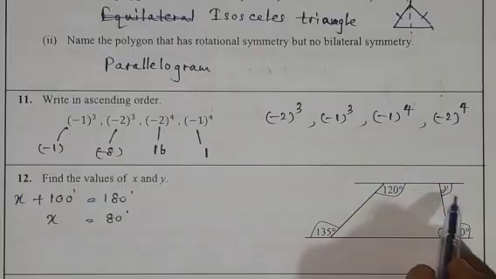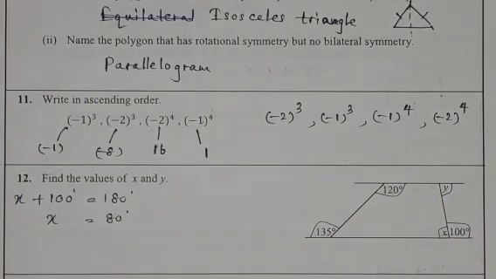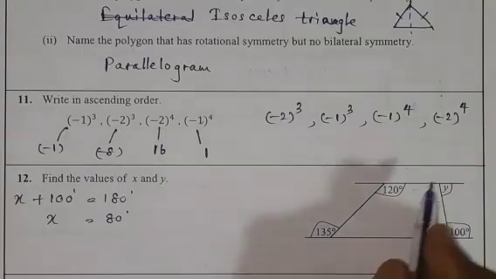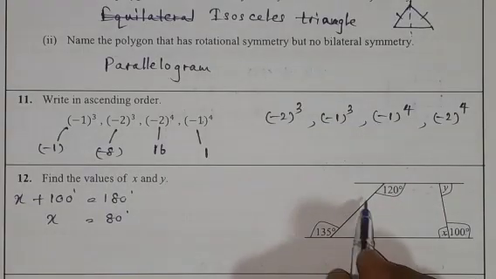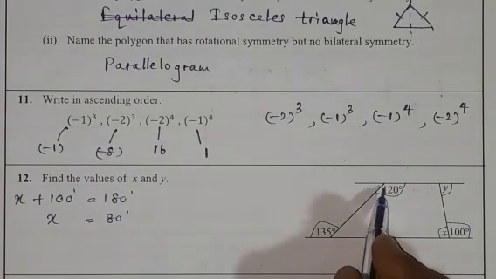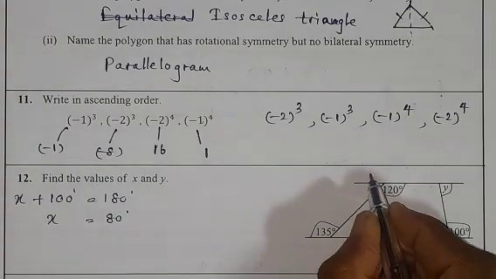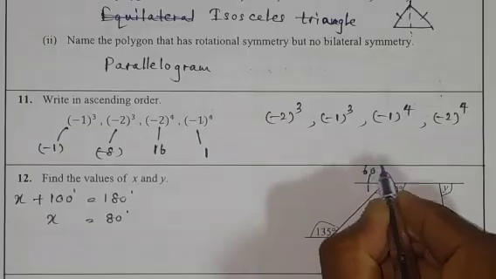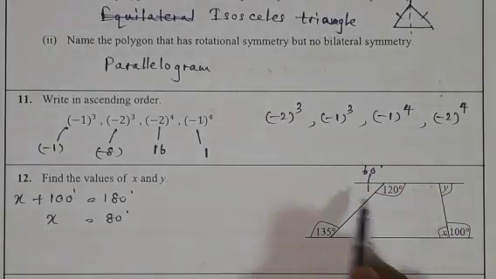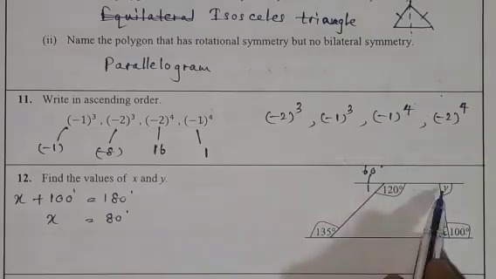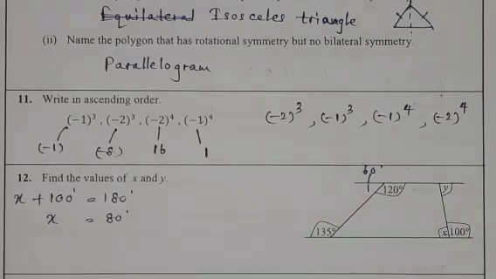Now how to find the value of y? We can take here the exterior angle should be 60. The sum is 180. So 180 minus 120, here 60 is the value. Then we can take the sum of the exterior angles. The sum of the exterior angles in a quadrilateral is 360.